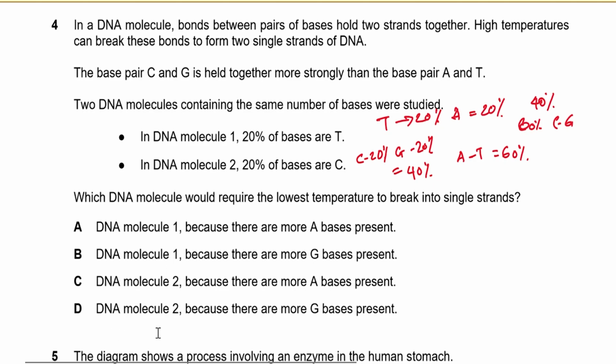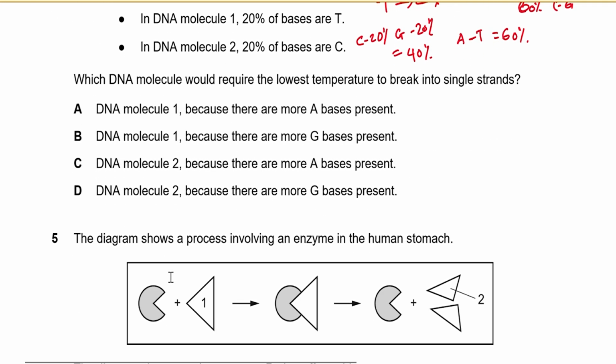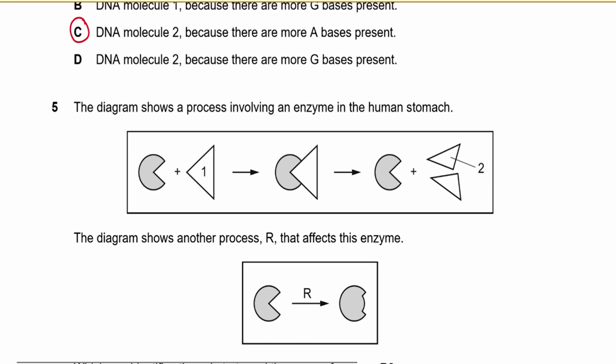Then this says in molecule 2, because there are more G bases present. Now, G requires a higher temperature than what? Than C. So our choice here will be base C. Okay? Then we move to question number 5.